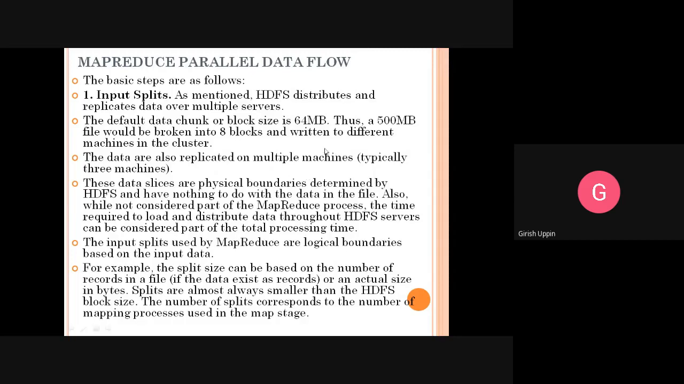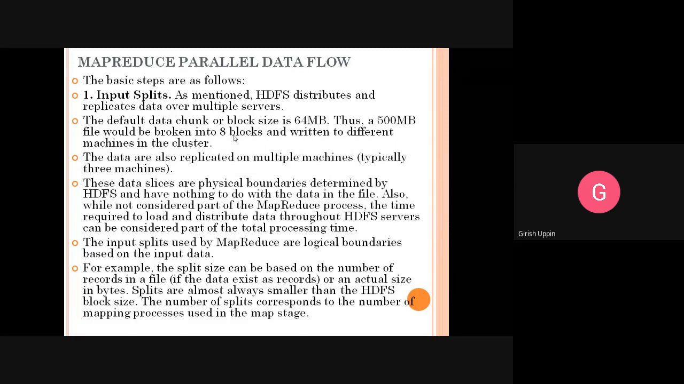The default block size is 64 MB. If you want to store a file which is 500 MB, roughly you will have 8 blocks, each of 64 MB. The 8 blocks will be written on different data nodes, or different machines in the cluster, and there will be replicas of these 8 blocks, by default 3. So 8 into 3 is 24 blocks, which will be stored on different servers or data nodes in the cluster.